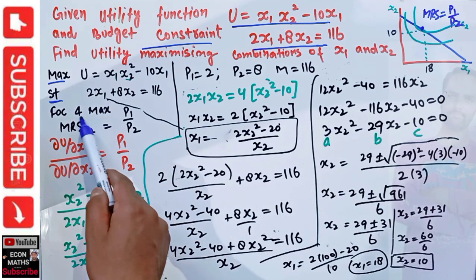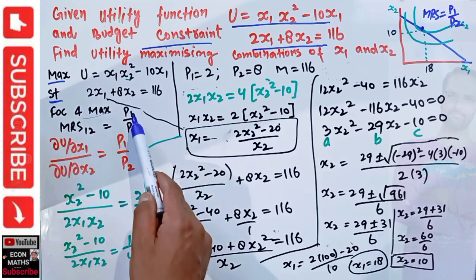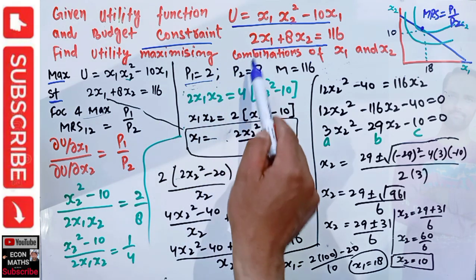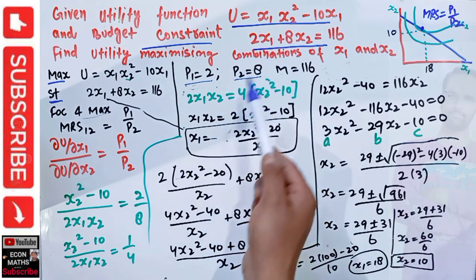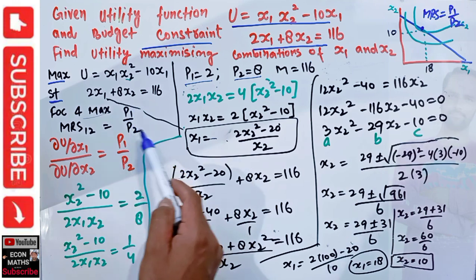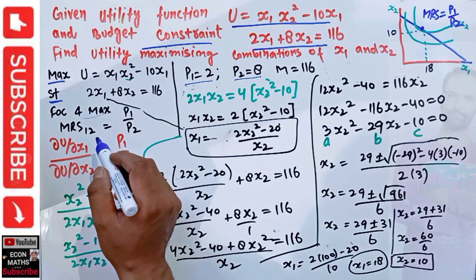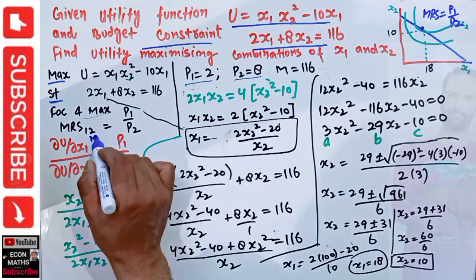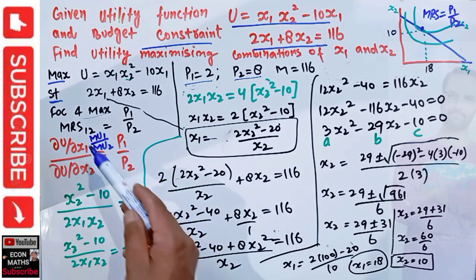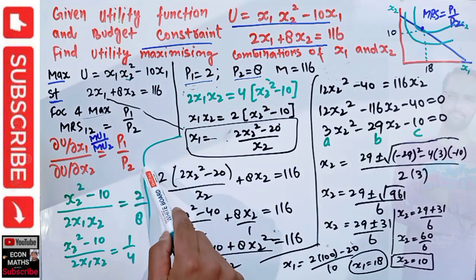The first order condition for maximization requires that the marginal rate of substitution between the two goods should be equal to the ratio of the prices, that is P1 upon P2. The price of good x1 is 2, the price of good x2 is, sorry, it is 8 here. So MRS should be equal to P1 upon P2. MRS means the marginal utility of good 1 divided by the marginal utility of good 2, which should be equal to the ratio of the prices.